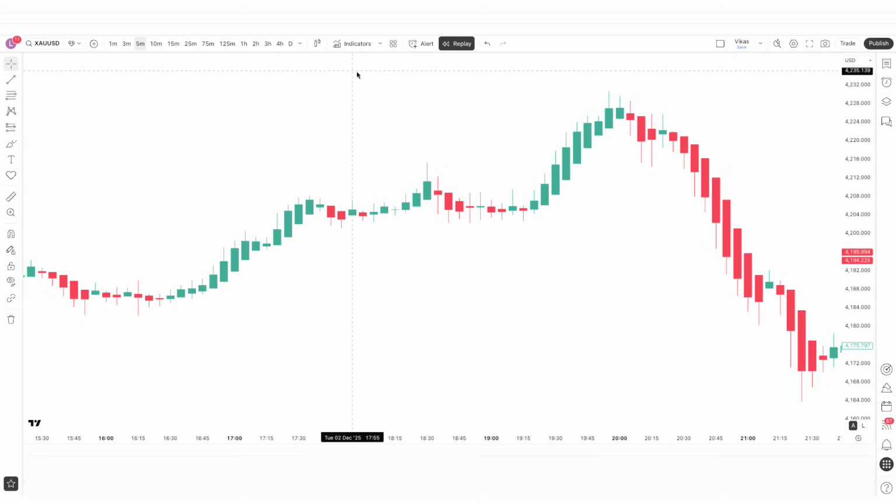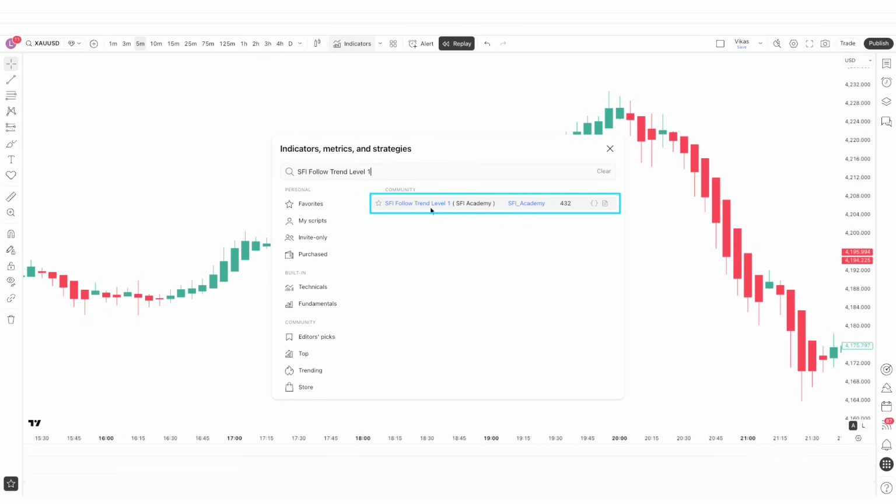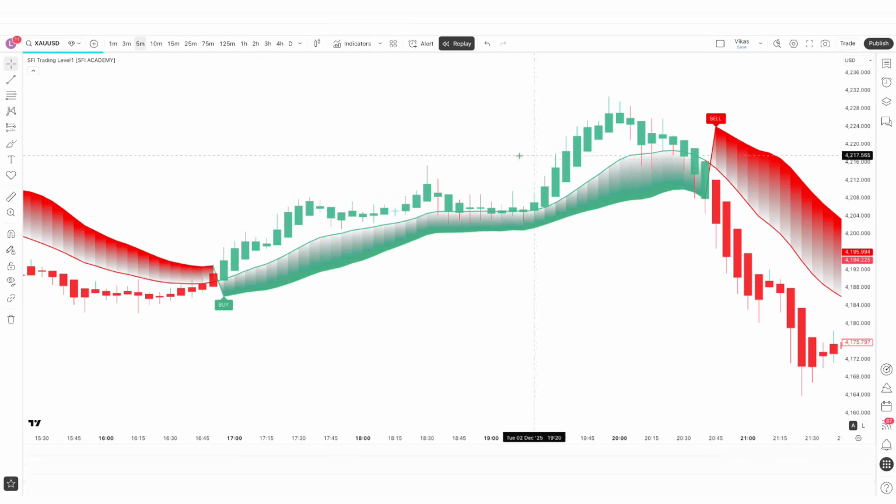And don't sweat the time frame either. Next, you'll want to find those magic indicators. Head over to the Indicators tab and search for the SFI Follow Trend Level 1. Select the indicator made by SFI Academy and add it to the chart.